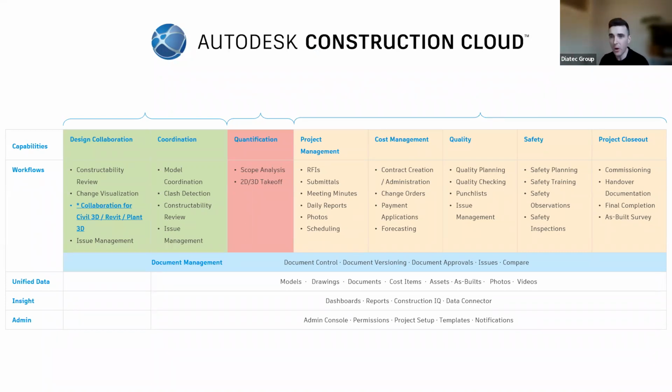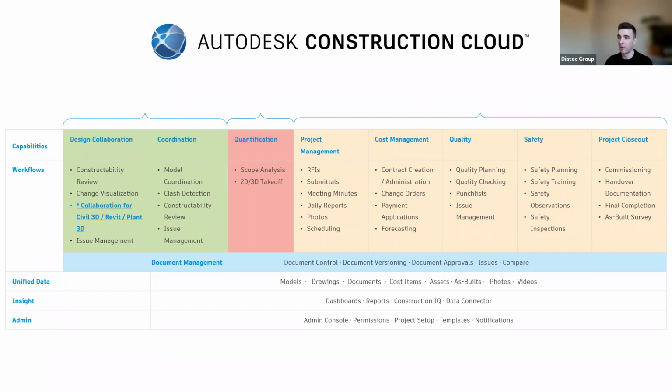So Autodesk Construction Cloud, just for those of you that are not aware, it's made up of lots of different features and functions for construction and design related projects, for building and civil engineering projects. The areas that it covers are design collaboration, coordination, clash detection, quantification, project management, cost management, quality, safety, all of that kind of great stuff. And the backbone of Autodesk Construction Cloud is that it's a cloud-based tool, either accessed in a web browser or through a mobile or tablet app, which I'll be able to show today.